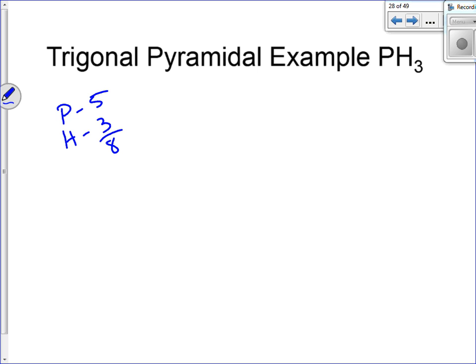I have a total of 8 I get to work with here. Who goes in the center? Why? Hydrogen can never go in the center. Very good. So I attach my ligands. I have 2 left. Where do those 2 need to go? Other side, on my phosphorus.